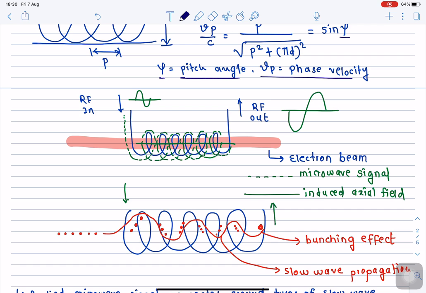Whatever this red highlighted beam is, this is an electron beam. In the path of the electron beam, what we do is place our slow wave structure. So here is the slow wave structure.